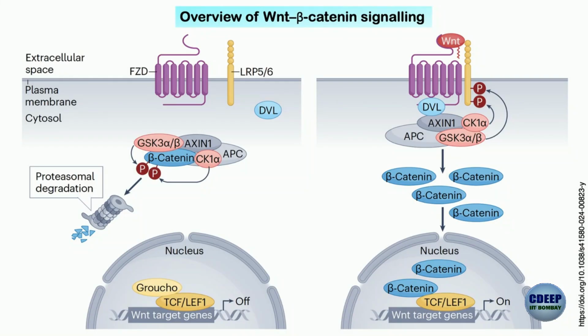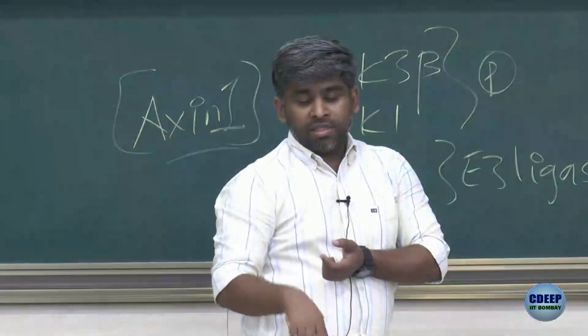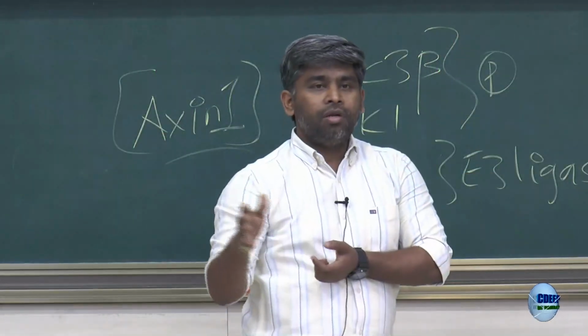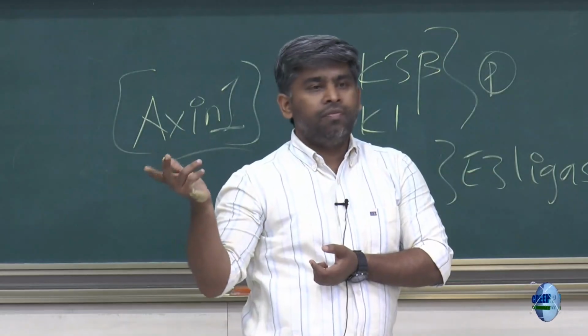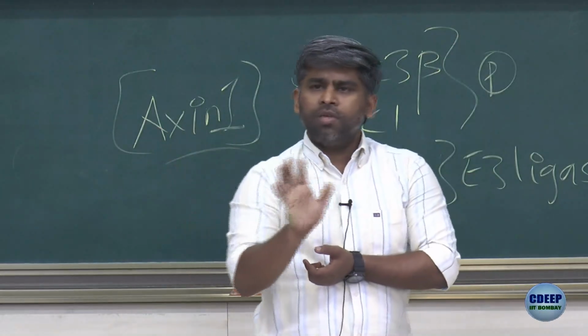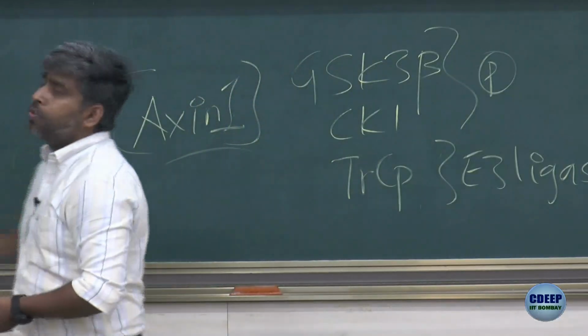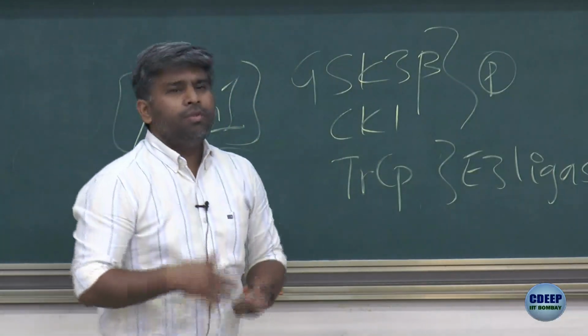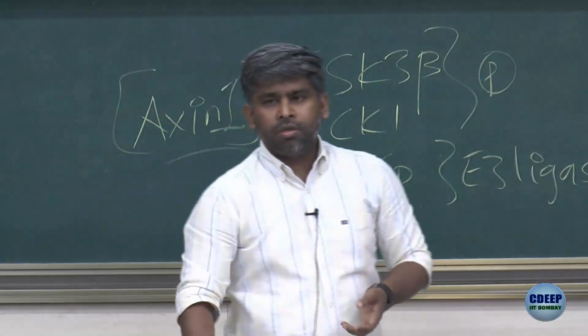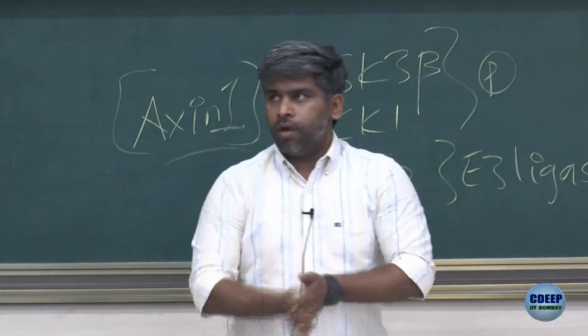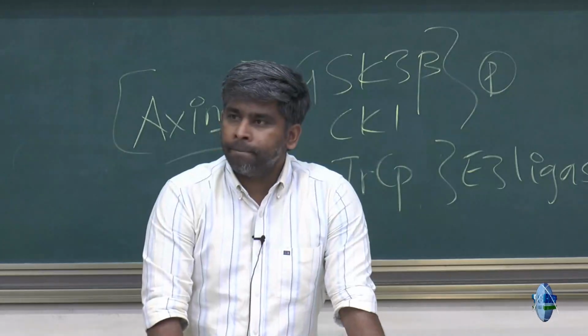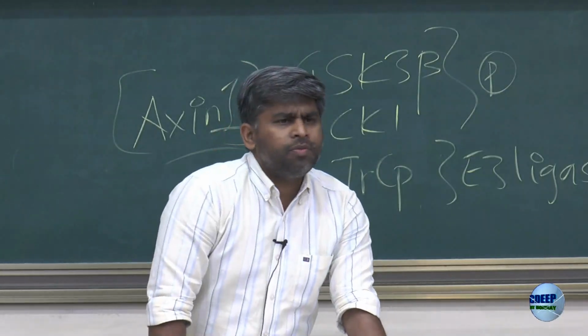Then it enters the nucleus, binds to TCF, and does the transcription of Wnt-related genes. The pathway is very straightforward, but the whole mechanism is dependent on the ubiquitination machinery, and there might be other regulator molecules which people have identified. Is it clear? Everybody? The pathway is very straightforward, right?